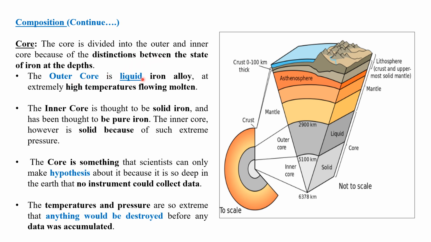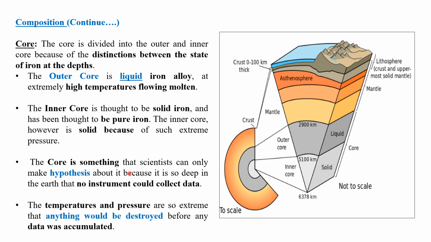The outer core is liquid iron at extremely high temperature, flowing molten. The inner core is thought to be solid iron and has been thought to be pure iron. The inner core, however, is solid because of such extreme pressure. So you can see the inner core is in the form of a solid because of extreme pressure.